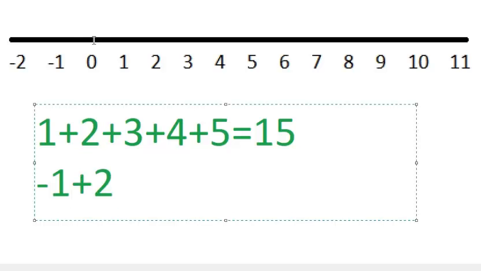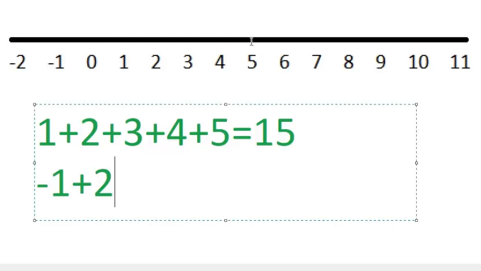Okay. So imagine if you jump to -1, you already moved 1 position, right? Then you move 2 positions, and you're going to reach number 1. So it kind of makes sense. -1 plus 2, that will give you 1. Okay. Because the plus and the minus only tell you the direction, if it's going in a negative direction, or left, or in a positive direction, or right.